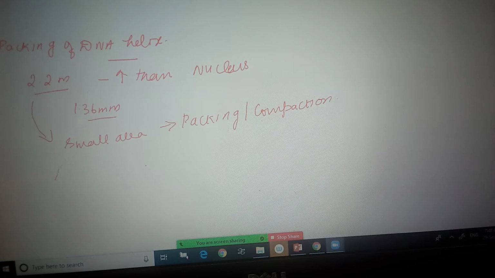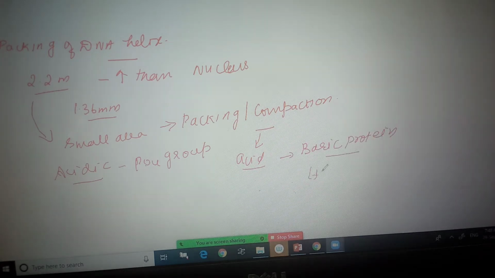DNA is acidic in nature. Why is it acidic in nature? Due to the presence of a large number of phosphate groups. So the compaction is made possible only by the attachment of this acidic DNA with basic protein. In the case of eukaryotes, the basic protein is histone protein, whereas in the case of prokaryotes, it is polyamine that serves as the basic protein. We'll see DNA packaging in a prokaryotic cell.